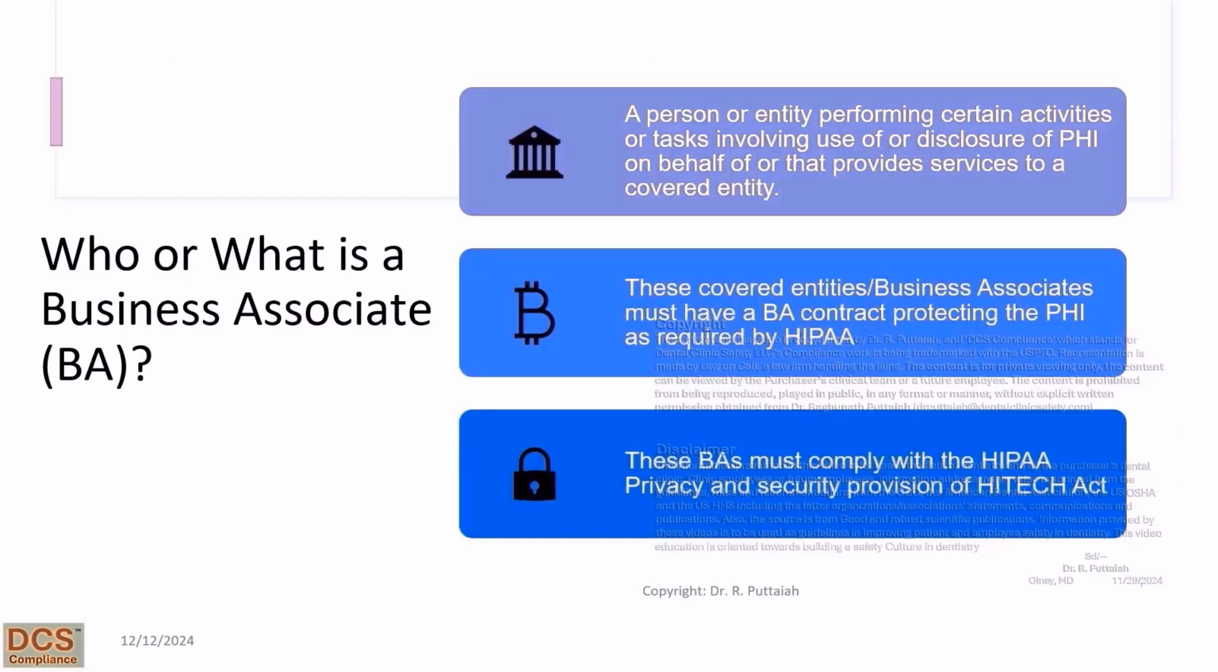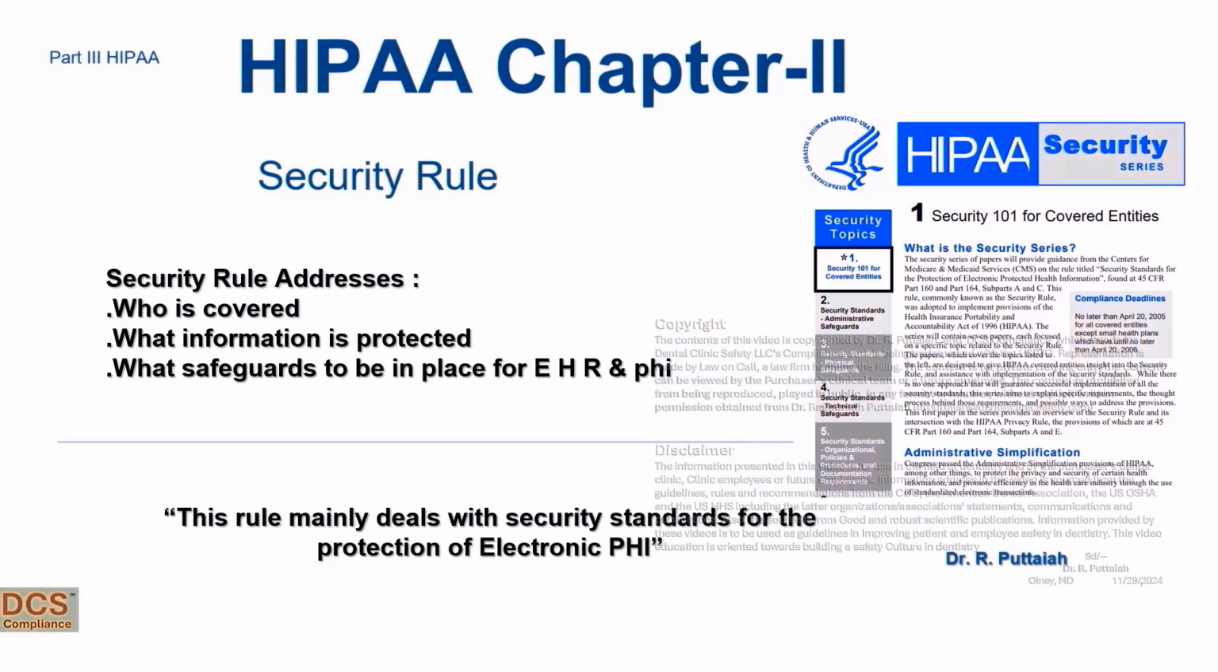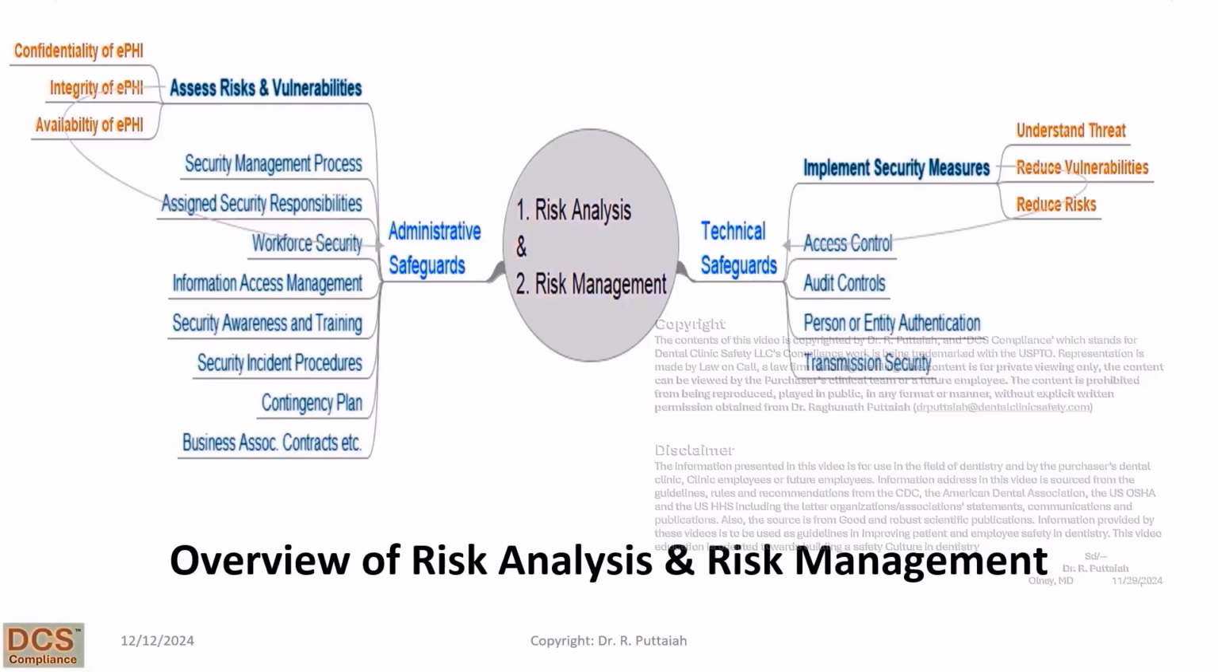The definition of a business associate is a person or entity performing certain activities or tasks involving PHI. Consider the following: Who is covered? What information is protected? What safeguards need to be in place for EHR and PHI? This rule mainly deals with security standards for the protection of PHI, important for the business owner. So go over this chapter multiple times.